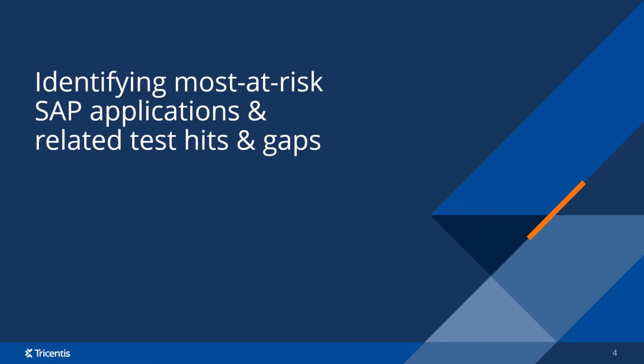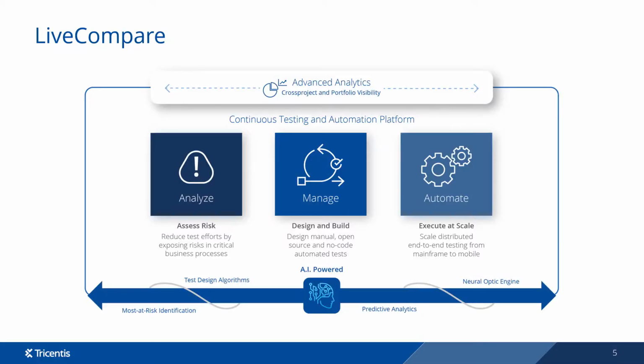Identifying most at-risk SAP applications and related test hits and gaps. Let's first talk about where LiveCompare fits in the Tricentis continuous testing platform. Analyze. Use LiveCompare to analyze the risk when you introduce change to your SAP environment. That change can be from SAP in the forms of support packs, enhancement packs, and upgrades, as well as your local change events in your transport or charm change request IDs.